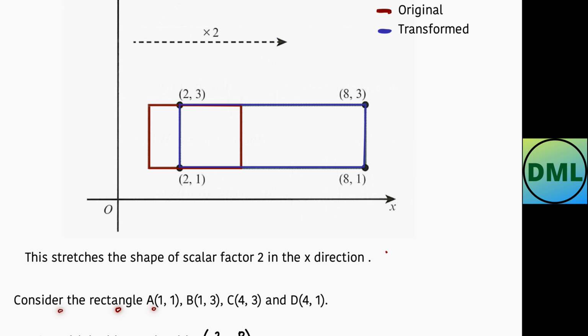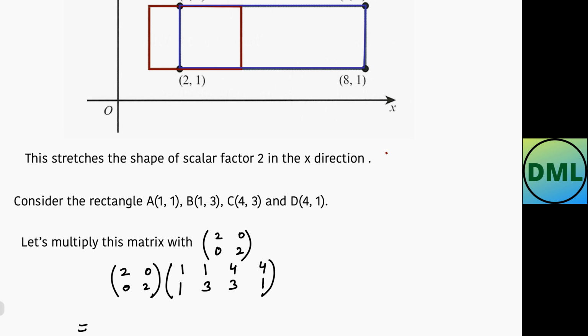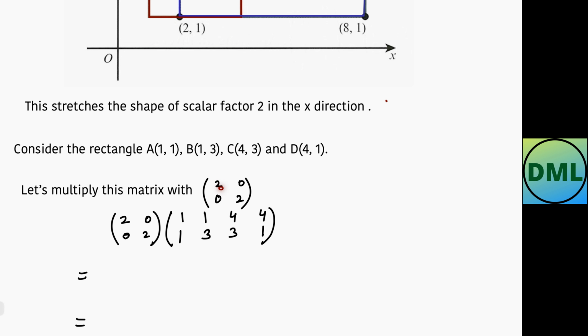Consider the rectangle A11, B13, C43 and D41. Let's multiply this matrix with 2, 0, 0, 2. We are multiplying this with the same method. Let's multiply that here. 2 plus 0. This will be 2 plus 0. This will be 8 plus 0. Then it will be 8 plus 0.